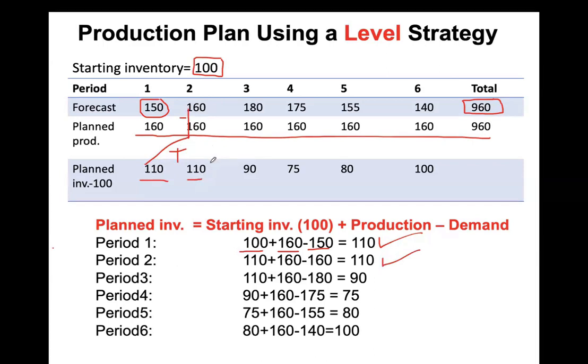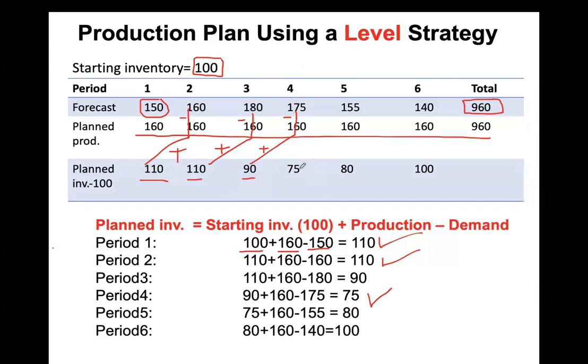And for period 3, 110 plus 160 minus 180. So 110 plus 160 will be added, and then from that sum we will subtract 180, and that will give us 90. So 90 comes here. And then for period 4, 90 plus 160 minus 175. So this one will be added, and this one will be subtracted.